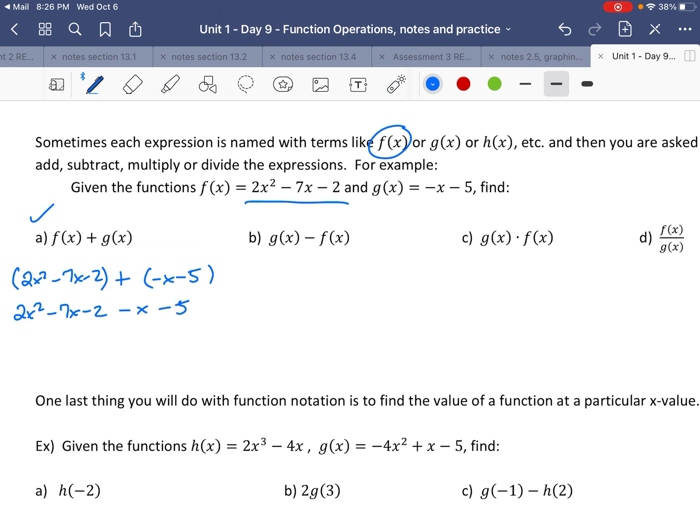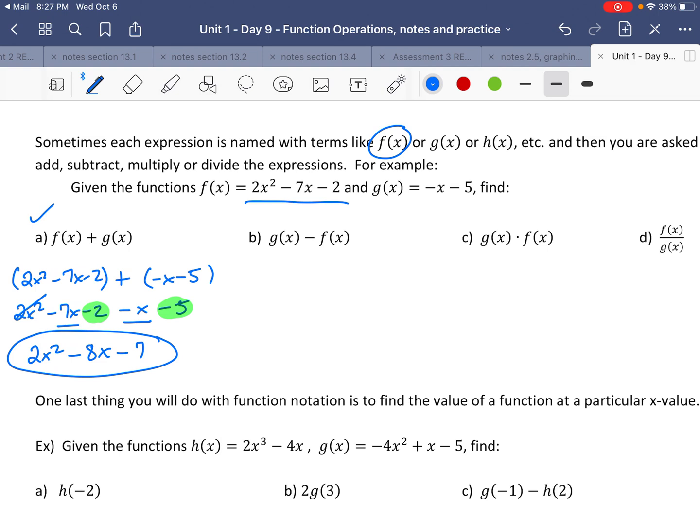All right, so let's combine like terms. I got 2x squared alone. And if you want to, you can cross it off as you go. You got negative 7x and negative 1x, so it's negative 8x together. And then finally, this last part here, we got the negative 2 with the negative 5. So combine those, you get a negative 7, or subtraction 7.